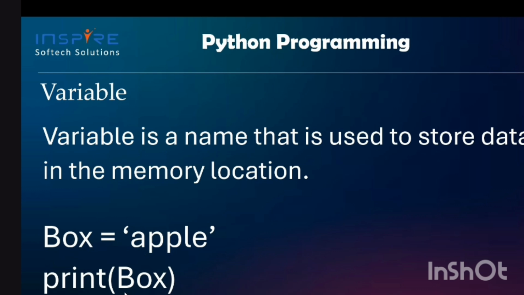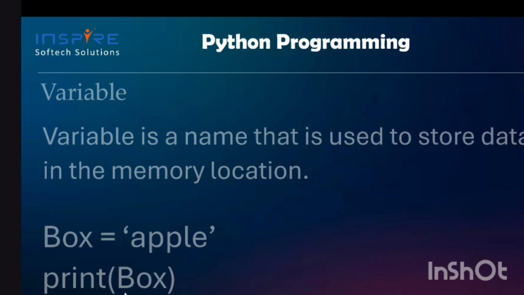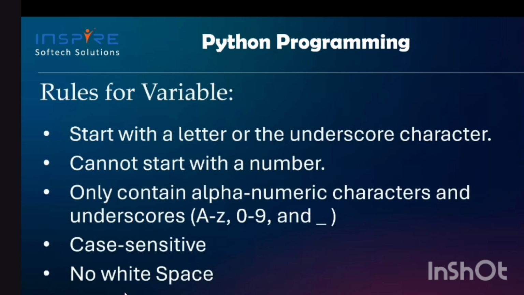So next, let's see how to declare a variable. We have some rules for variables: a variable starts with a letter or the underscore character, and it cannot start with a number. We have to be very careful. A variable can only contain alphanumeric characters and underscore, meaning letters, digits 0 to 9, and underscore. It is also case sensitive, and no white space.